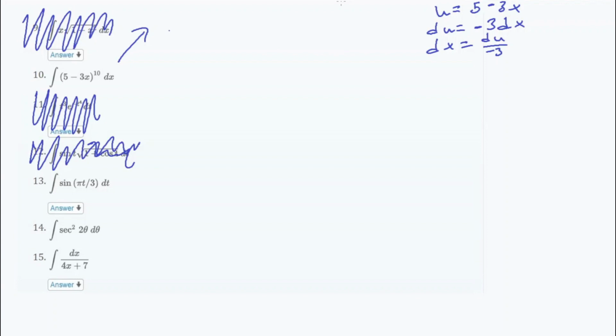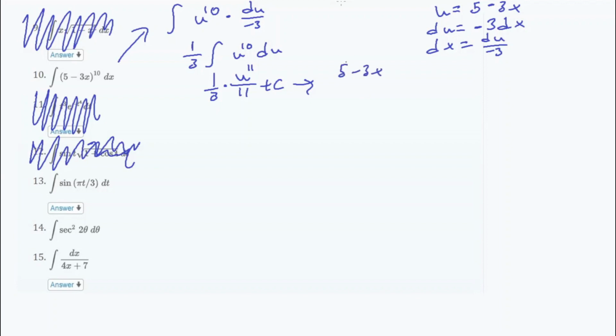And now let's start plugging in stuff. So we're going to have the integral of u to the 10th power times dx, which is going to be du over negative 3. And negative 3 is a constant. It's going to be negative 1 over 3. So we could bring that to the outside. So we're going to have negative 1 over 3 times the integral of u to the 10th power du. Now we just find the antiderivative, which is going to be u to the 11th power over 11 times negative 1 over 3, plus c. And if we plug in for u and simplify, we're going to have 5 minus 3x to the 11th power over 33 plus c as our final answer.